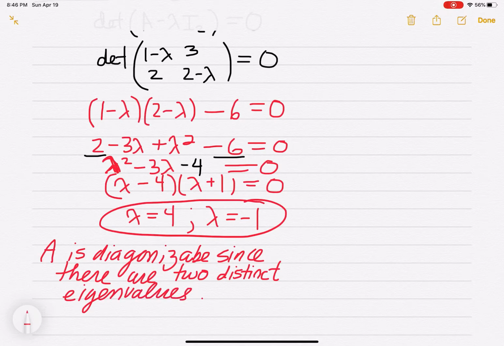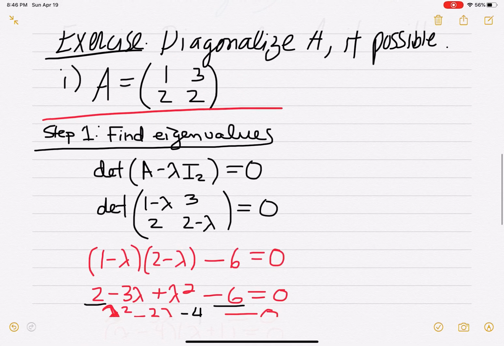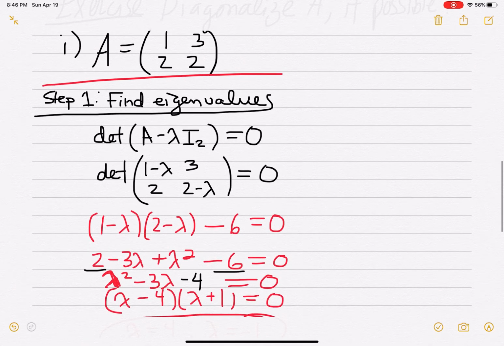Now it's possible you could get a single eigenvalue, like lambda equals 4 of multiplicity 2, and it's still possible to diagonalize it, but you'd have to do more work to be able to tell. So we know it's diagonalizable. Now let's actually find the P matrix and the D matrix.